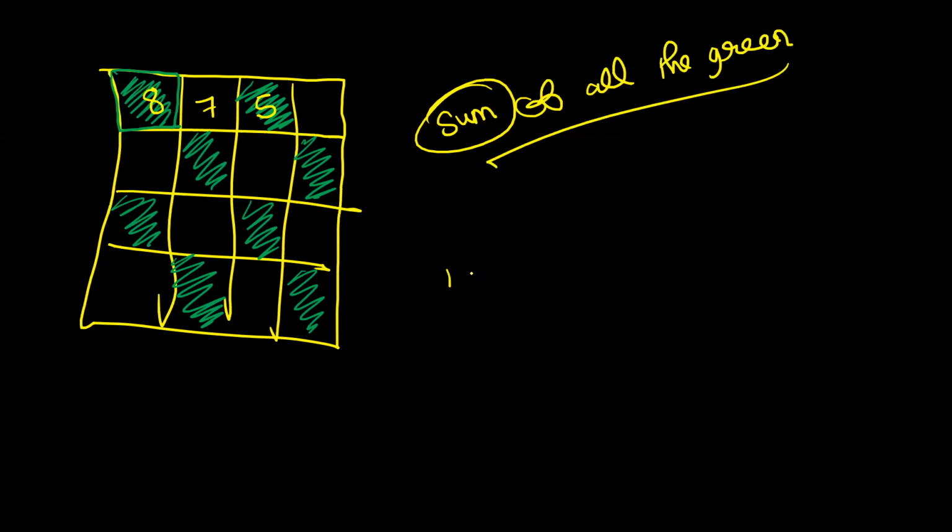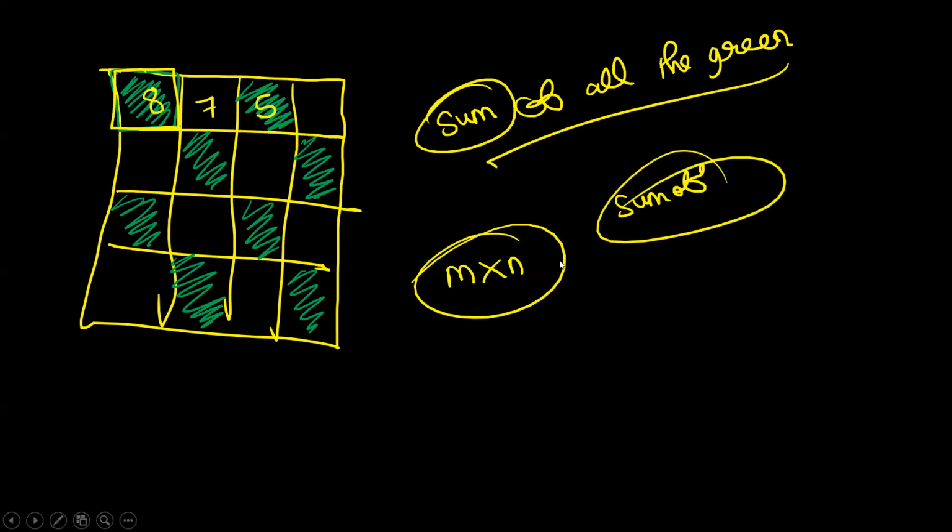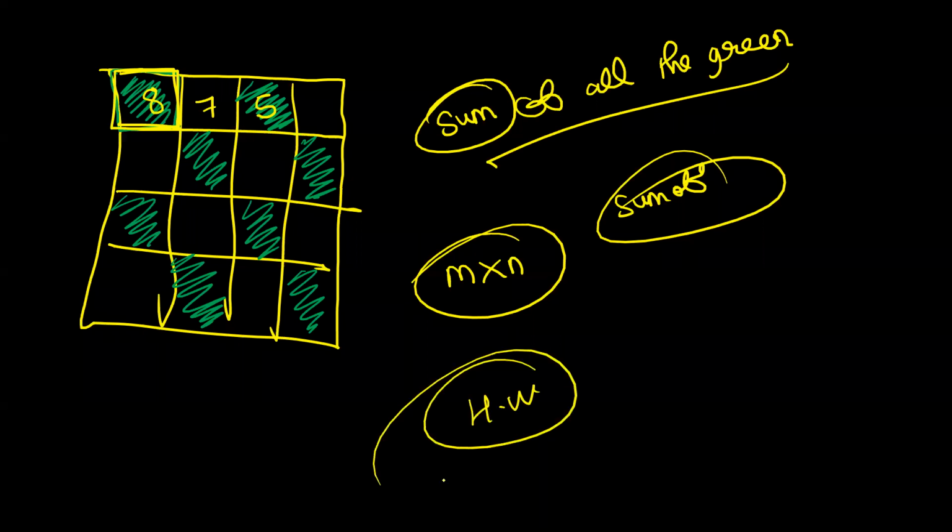So what is the question? You have been given an M cross N matrix and the topmost left cell is green in color and every other alternate cell is green in color. So can you find the sum of all the elements which are on the green cells? Is the question clear to everyone? This is your homework.